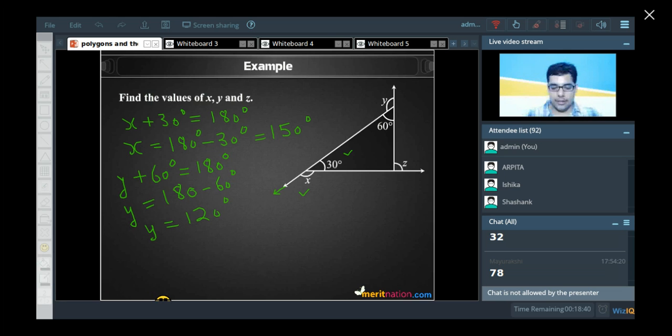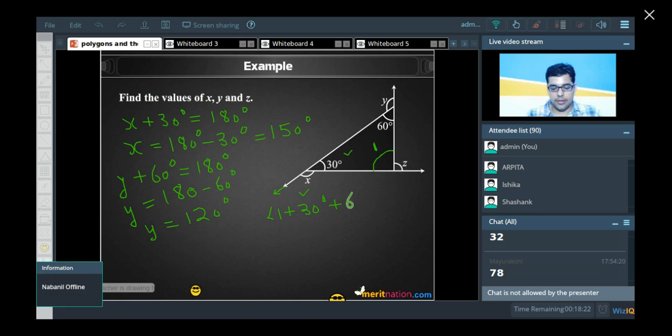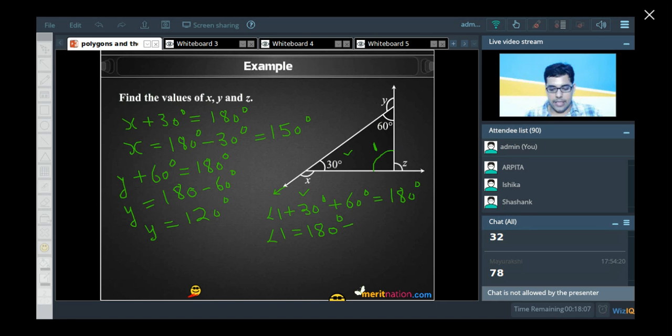Then what about angle Z? Here, now this angle we can find here, let's say it is angle 1. Using the angle sum property of a triangle, that is angle 1 plus 30 degrees plus 60 degrees equals 180 degrees. This we have angle 1 equals 180 degrees minus 30 plus 60, that is 90 degrees. So angle 1 is coming as 90 degrees here.